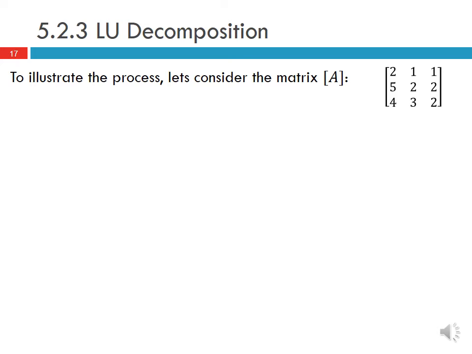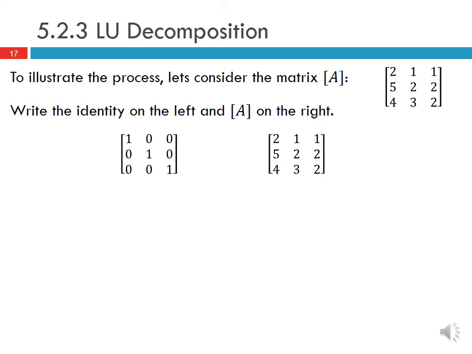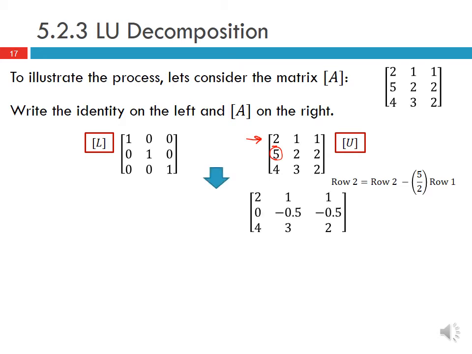To illustrate the process, let's consider the matrix A given here. First we want to write the identity matrix on the left and A on the right. This identity matrix is going to become our L, and A is going to become our U. First we start with row 1 being our pivot row. So this 2 here is our pivot element, and we want to get rid of the element below that, the 5, as shown here. So the operation we're going to do is row 2 equals row 2 minus 5 over 2 times row 1. And this gives us the matrix as shown here.